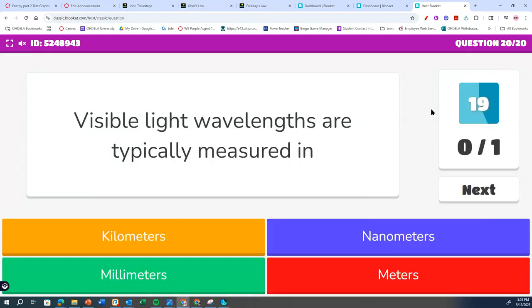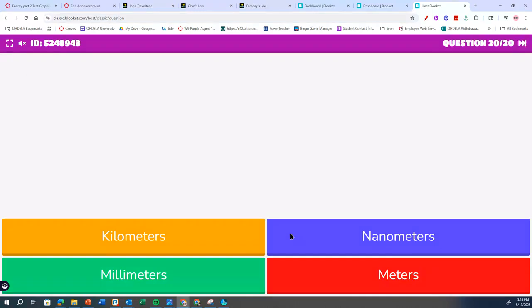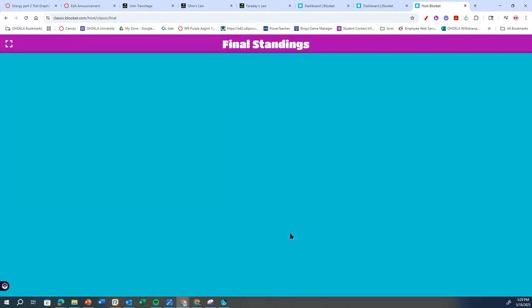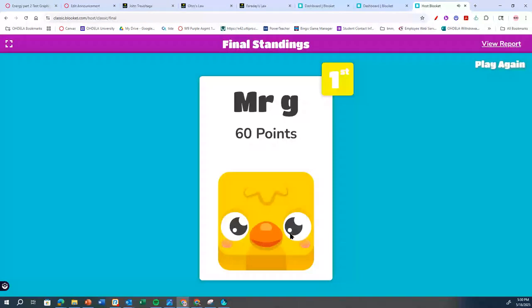Last question. Visible light waves are typically measured in nanometers. 500 to 740 nanometers. Oh, I'm sorry. Visible light waves are measured in meters? I think I got that one right. Should be nanometers in that particular case.